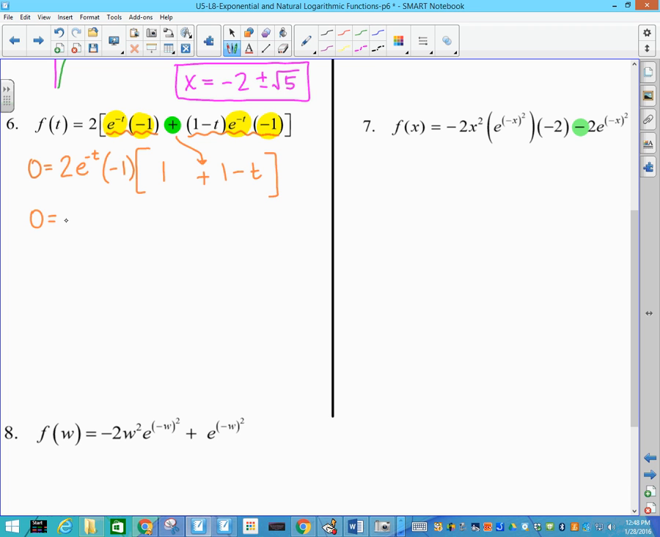The negative and the 2 give me negative 2e to the negative t. And then 1 plus 1, of course, is 2 minus t. Then we take each factor and set it equal to 0. Negative 2e to the minus t equals 0, and 2 minus t equals 0. There's no way to make that exponential function equal to 0, so I'm good there. And my answer is t equals 2. So that was a quick one.